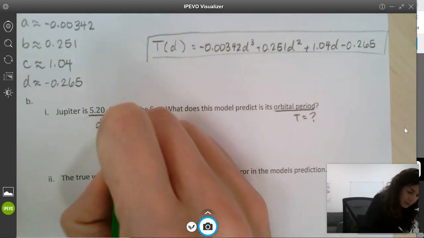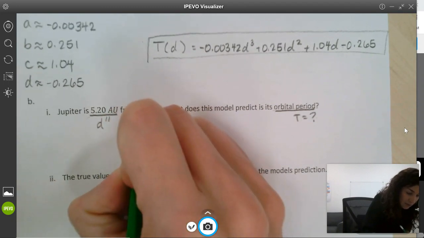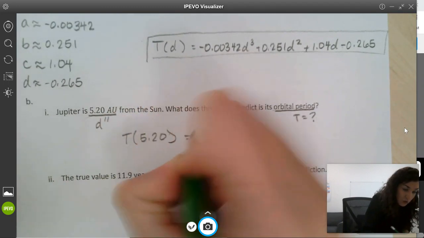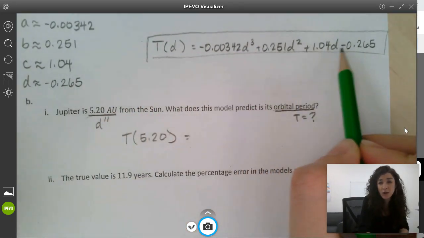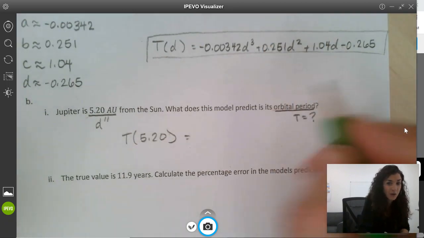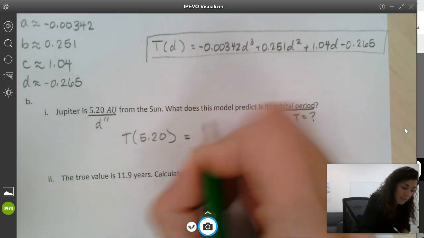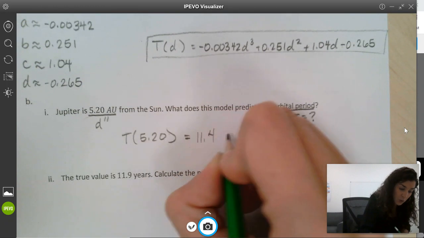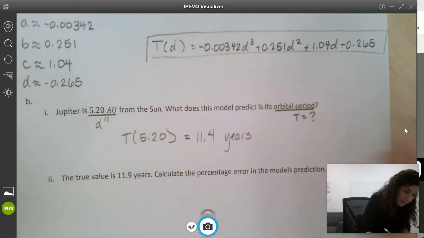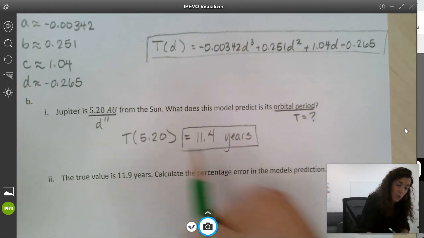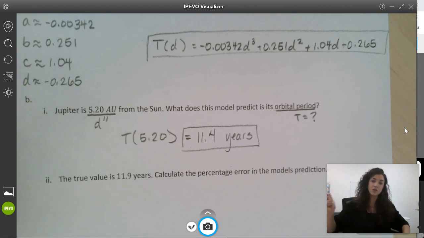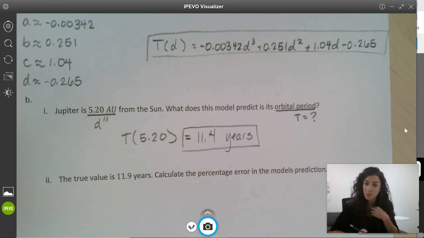You could have plugged 5.20 in for d and cubed it, squared it, and all of that, but that's a ton of work when you could just plug it into your calculator. We get 11.4 years. So it takes 11.4 Earth years for it to actually do one whole orbit around the sun, which means their 1 year is equivalent to our 11.4 years.